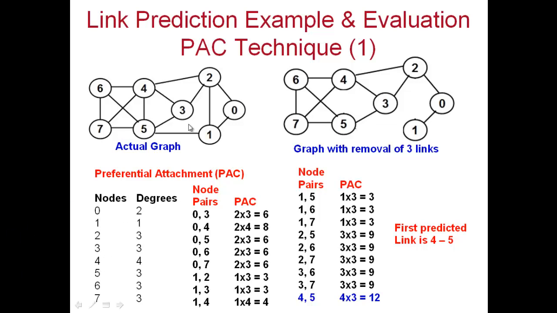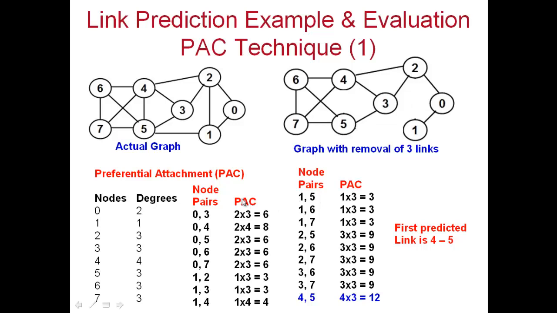So given this actual graph, we're going to remove three links. Again, the same three links will be removed for every technique. Okay, so here I'm removing, for example, 4 5, 1 2 and 1 5. So those are three links that are removed. So we'll try to now predict three links.